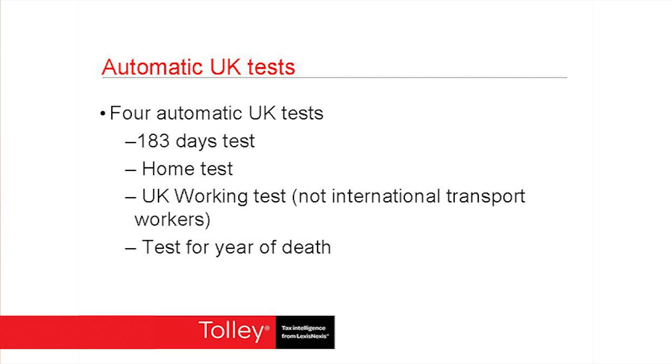So let's look at this automatic UK test, and there are essentially 4 tests to look at. There's the 183-day test, which is the same as we've had on the statute book for years. Basically, if you're present in the UK for more than half the year, you're resident for the whole year. Also, where is your main home? If your main home is in the UK and you're spending enough time in that home, that can automatically make you resident. If you're working here in the UK, that can make you automatically resident. And there's a 4th test on the year of your death, but we won't go into too much detail on that test in this particular webinar. So the 183-day test, pretty straightforward.